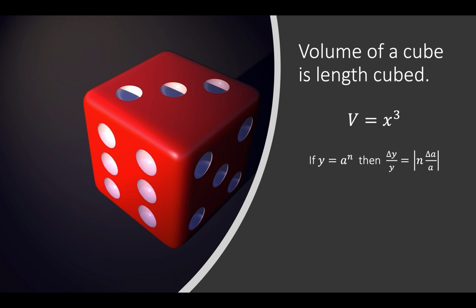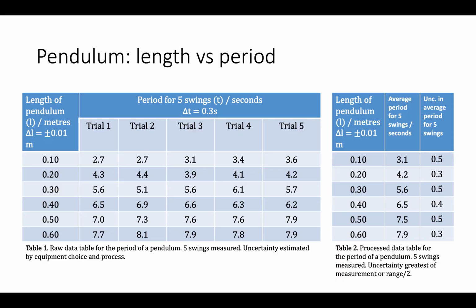If you have a value to the power, then that power multiplies by the fractional uncertainty in your value to give you the fractional uncertainty in the final result. So V equals x cubed, for example, then the uncertainty in volume is 3 times the fractional uncertainty in each length. Each gives you 0.3, which is 30%, which is still 2.4 centimeters cubed.